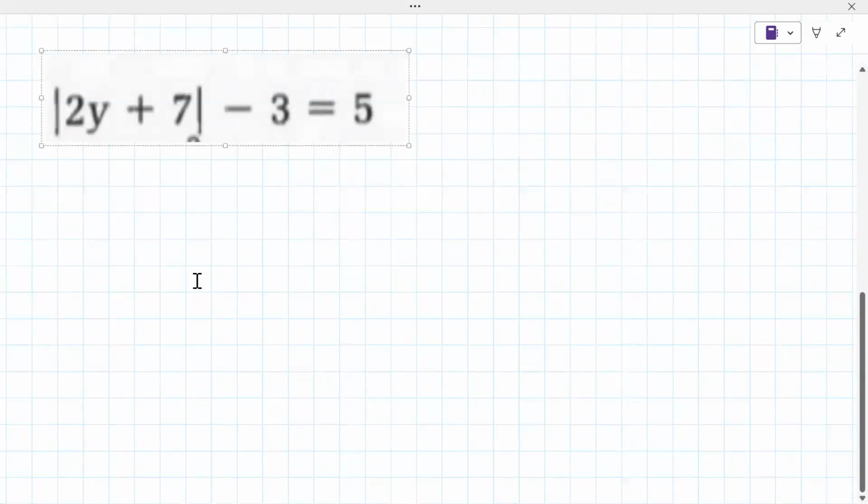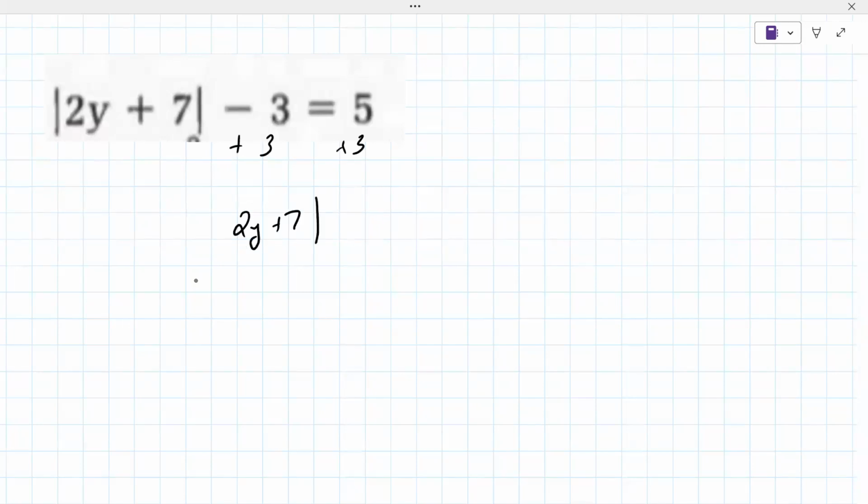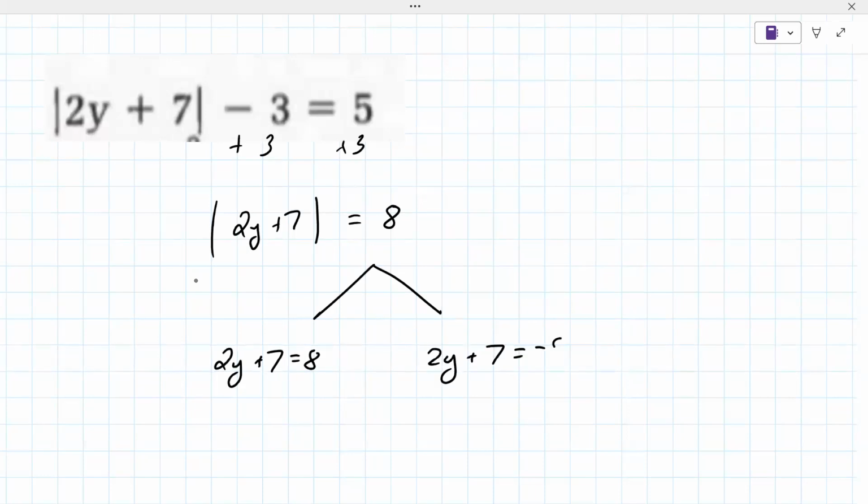Again, your goal is to isolate the absolute value. All right. So here you have to add 3 to both sides. 2y plus 7 absolute value equals 8. There's going to be two equations here. 2y plus 7 equals 8. 2y plus 7 equals minus 8. Okay. So could you solve both of these for us? You do get fractions. Hopefully that's not a big deal for you by this point.